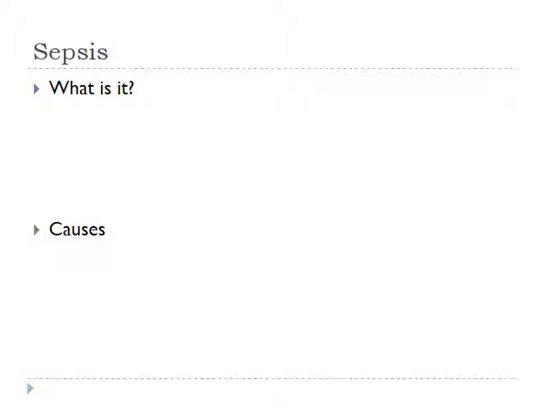What is it? I'll give you a couple minutes here to come up with your own definition of sepsis. And then I also want you to think about the patients you have seen that are septic and what you think caused it. So I'm going to give you a little time here to take a look at these questions and answer them, and then we'll move forward. So move forward when you're ready.